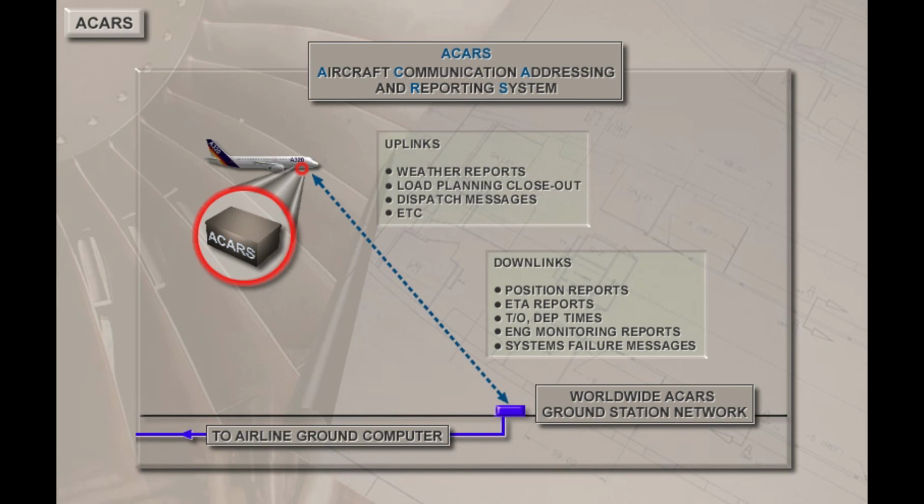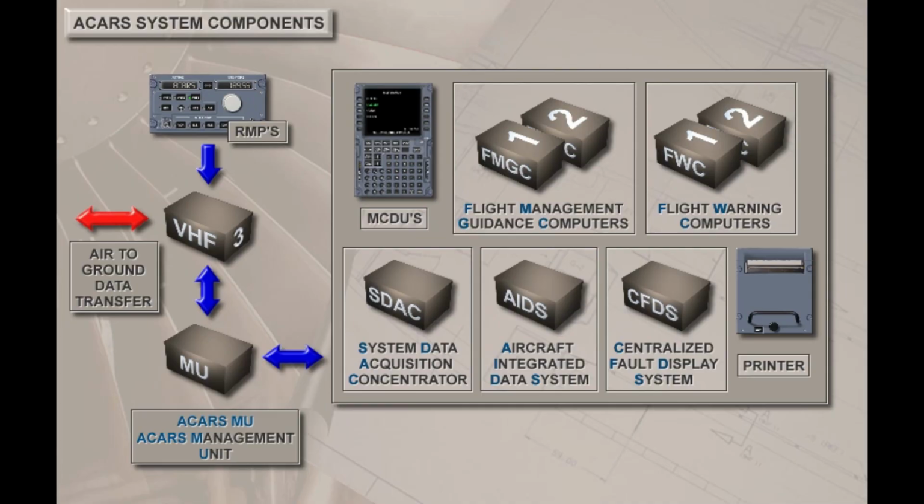Downlinks, which are automatically sent, are initiated by the ACARS management unit, which is programmed according to the airline operator's requests, and include takeoff and departure times, engine monitoring reports, and systems failure messages. The peripherals connected to the ACARS management unit are the VHF-3 radio and RMP, the MCDUs, FMGC 1 and 2, Flight Warning Computers 1 and 2, the System Data Acquisition Concentrator, the Aircraft Integrated Data System, the Centralized Fault Display System, and a printer for a hard copy of messages.